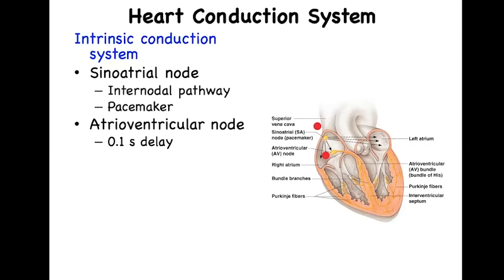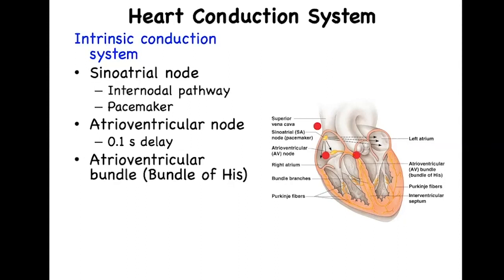From the AV node, the conduction pathway then moves into the interventricular septum. The interventricular septum is the wall between the two ventricles. It goes to what's called the atrioventricular bundle, or the bundle of His. This has a depolarization rate of about 30 beats per minute. It's not fast enough to be efficient. And then from there, you will have a right and a left bundle branch, and this continues down through the interventricular septum to the apex of the heart.